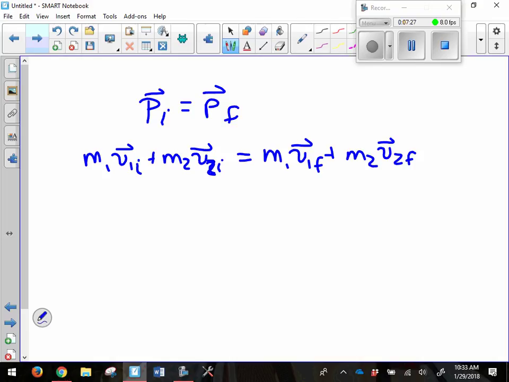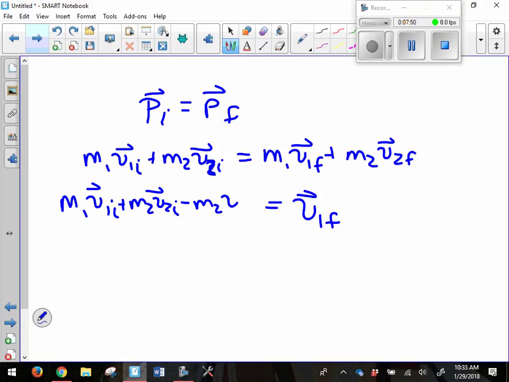There's nothing really to cross off because everything has a velocity. But I can pretty much just solve this for v1f. I've got m1 v1i plus m2 v2i. Those can still be vectors. Minus m2 v2f divided by m1.